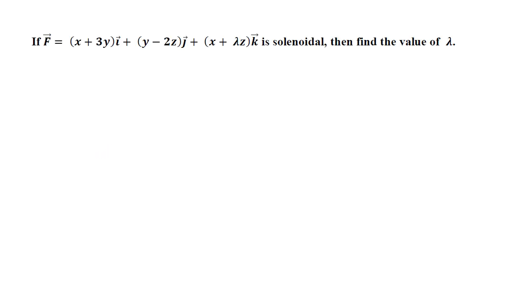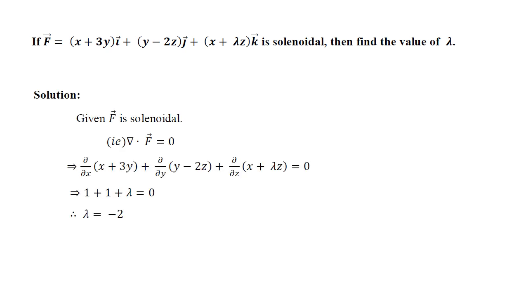If f vector is equal to (x plus 3y) i vector plus (y minus 2z) j vector plus (x plus lambda z) k vector is solenoidal, then find the value of lambda. So here they have given that f vector is solenoidal. So we have to find the value of lambda. So since it is given that f vector is solenoidal, the dot product of del and f vector is equal to 0. So we have to put the given equation as equal to 0.